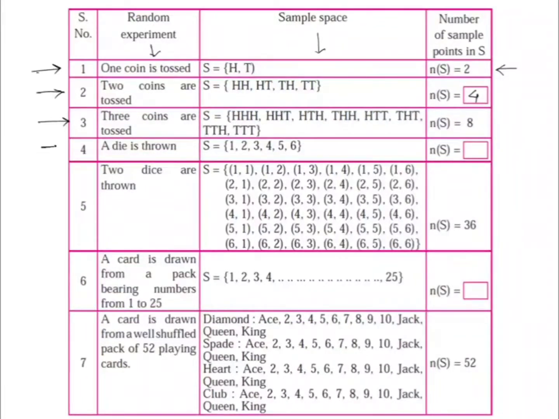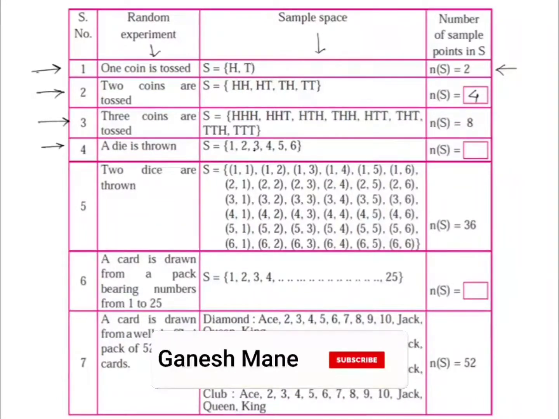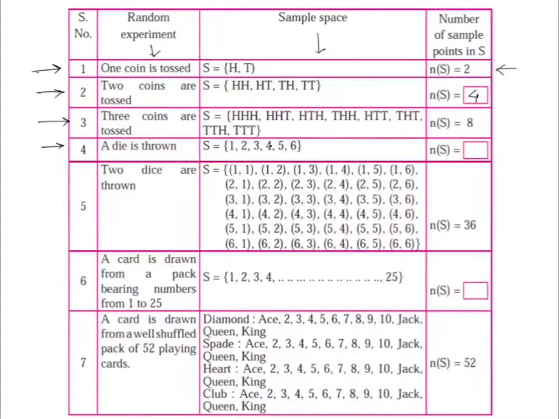Now the next random experiment is a die is thrown. We know that every die has 6 surfaces. So any of the surface we can have on the upper surface, that is any of the number we can have on the upper surface. It may be 1 or 2 or 3 or 4 or 5 or 6. So these are the only possibilities for the outcomes of this random experiment. So here n of s is equal to 6.